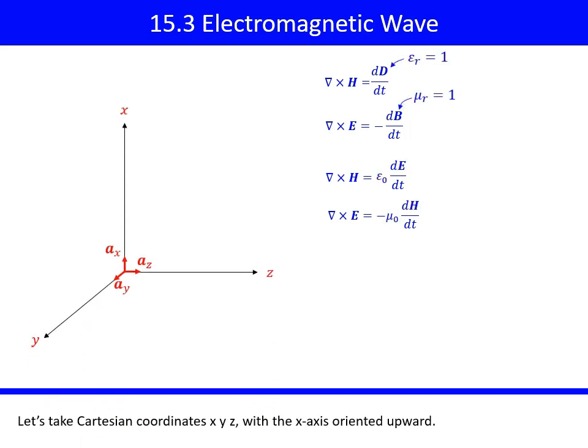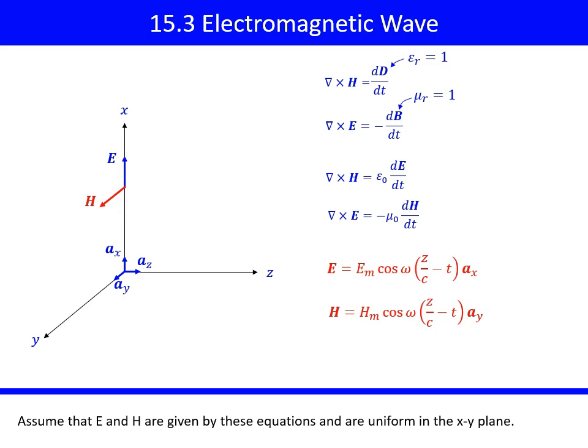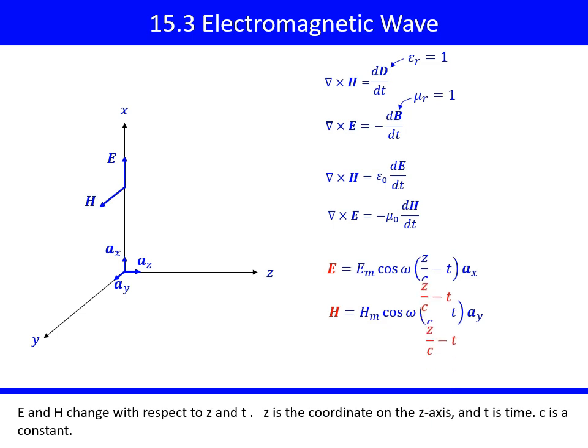Let's take Cartesian coordinates x, y, z, with the x-axis oriented upward. Assume that E and H are given by these equations and are uniform in the xy plane. E and H change with respect to z and t. Z is the coordinate on the z-axis, and t is time. C is a constant.